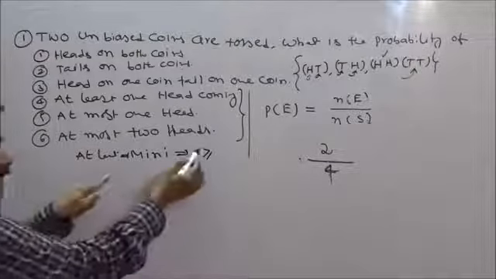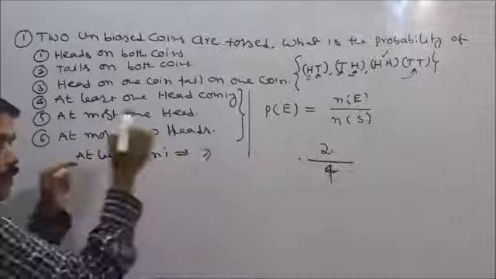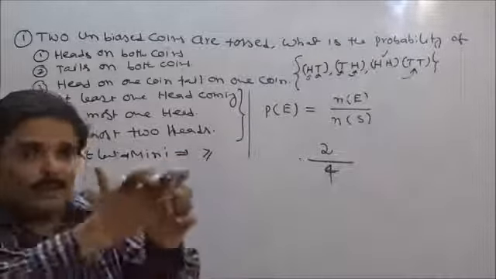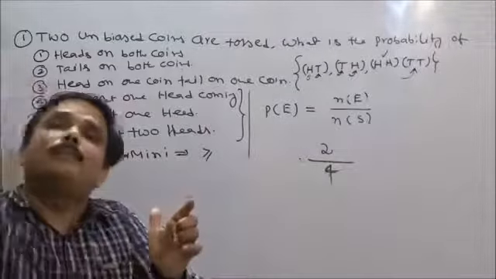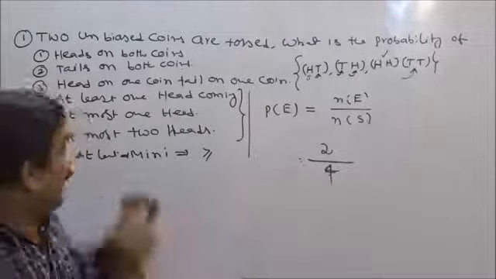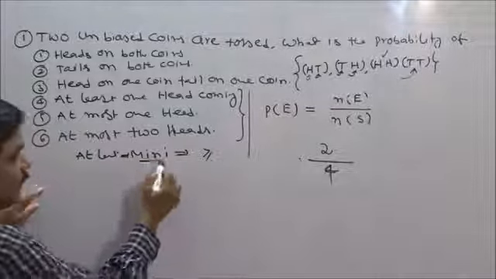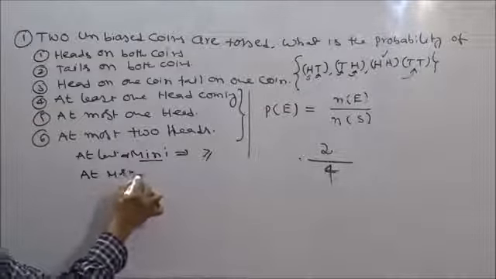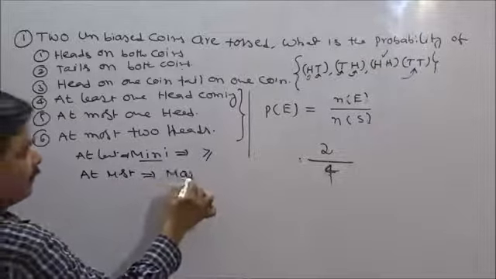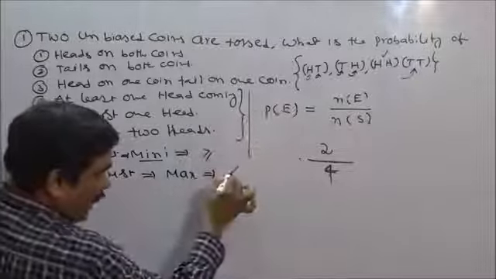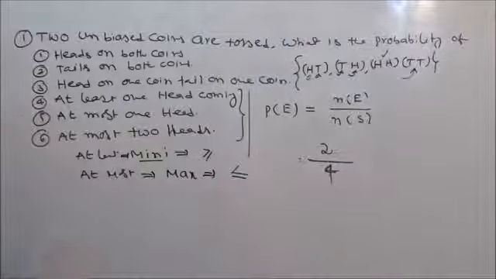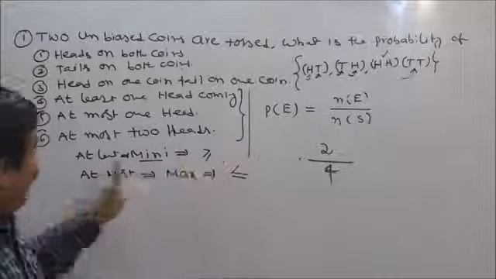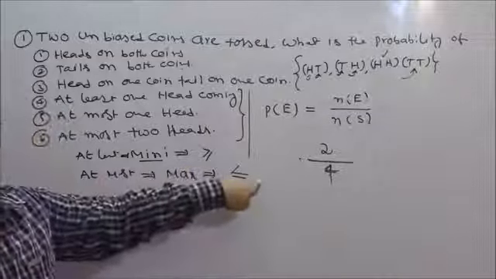At least means greater than or equal to. That is minimum. Minimum means a certain point, more than that, whatever it may be. At least means minimum. At most means maximum, or less than or equal to. Remember, at least means greater than or equal to. At most means less than or equal to.